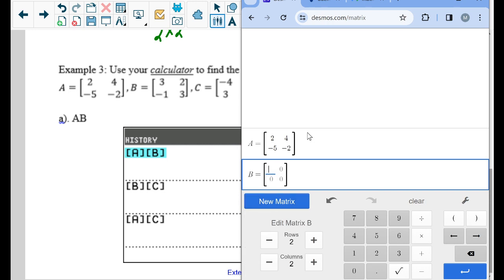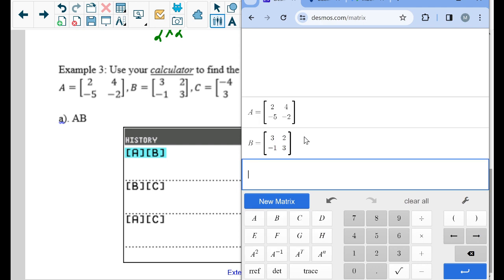Now I'm going to add a new matrix, and it will call it matrix B. I'm going to type those in. So I'm going to have 3, 2, negative 1, and 3. Again, I'm going to hit enter, and it's going to put in matrix B for me. And then I'm going to do one more matrix. I'm going to put them all in at one time.